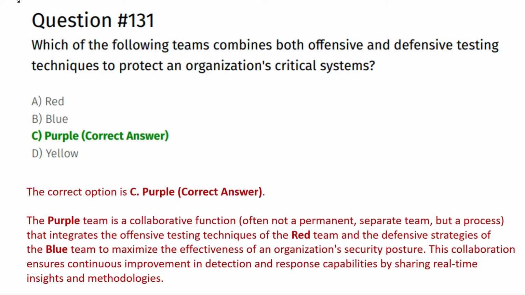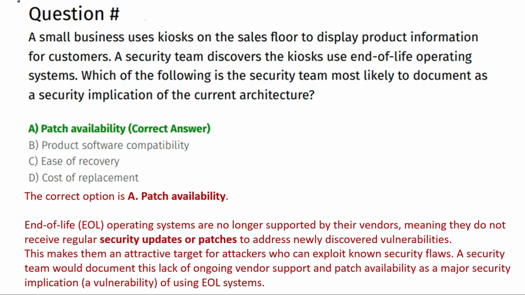The purple team is a collaborative function, often not a permanent separate team, but a process that integrates the offensive testing techniques of the red team and the defensive strategies of the blue team to maximize the effectiveness of an organization's security posture. This collaboration ensures continuous improvement in detection and response capabilities by sharing real-time insights and methodologies. That's why the correct answer for this question is option C, purple. So let's move to the next question.